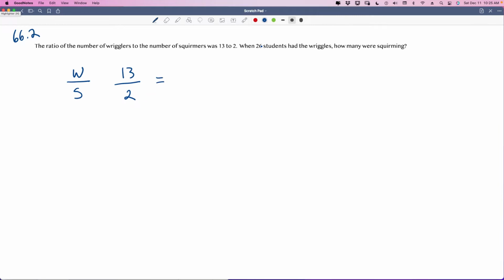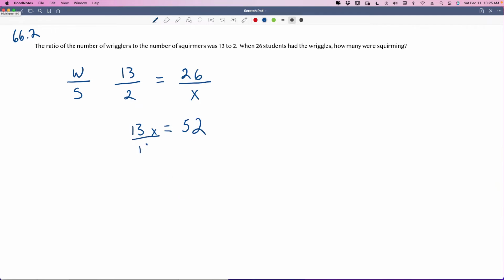When 26 students had the wiggles, or wriggles, or whatever you want to call it, we'll put 26 across with the W's. That stands for the wigglers. How many were squirming? We don't know. So we put the X on the line with the squirmers. Now we cross multiply. 13 times X is equal to 2 times 26. That's going to be 52.